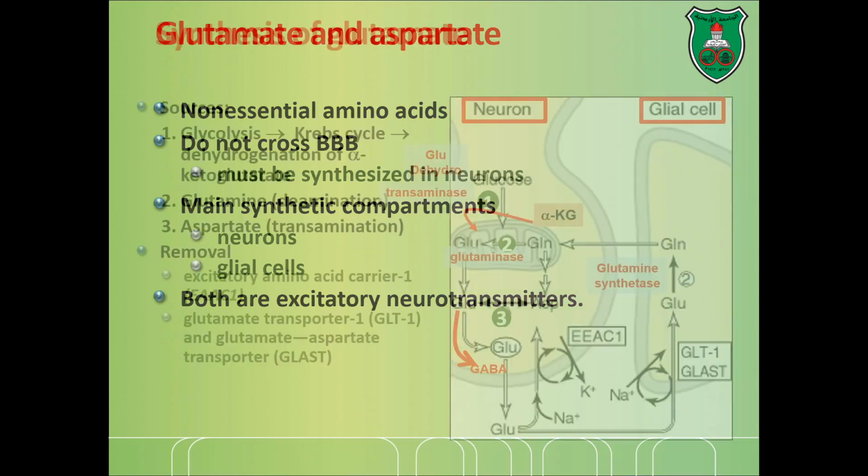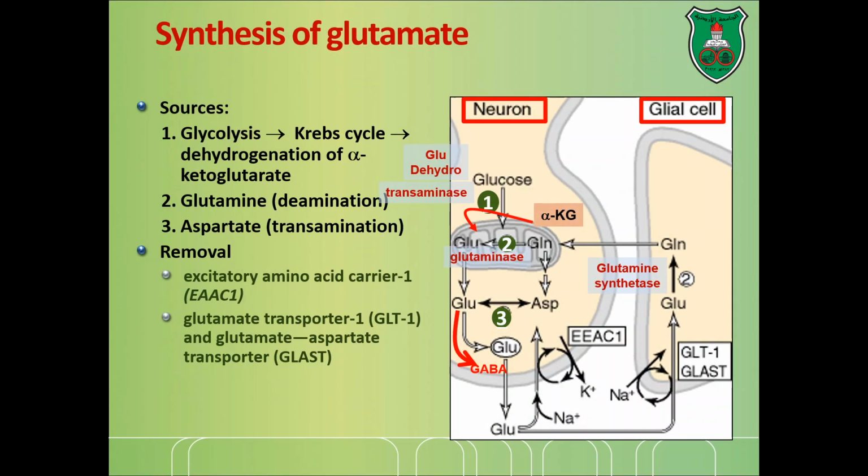Now, in terms of glutamate, there are different sources for glutamate. It can be produced from alpha-ketoglutarate, which is an intermediate in the Krebs cycle. So it can be converted into glutamate. Or glutamate can also be produced from deamination of glutamine, removal of an amino group from glutamine, resulting in the formation of glutamate. And glutamate can also be synthesized from aspartate via a transamination reaction.